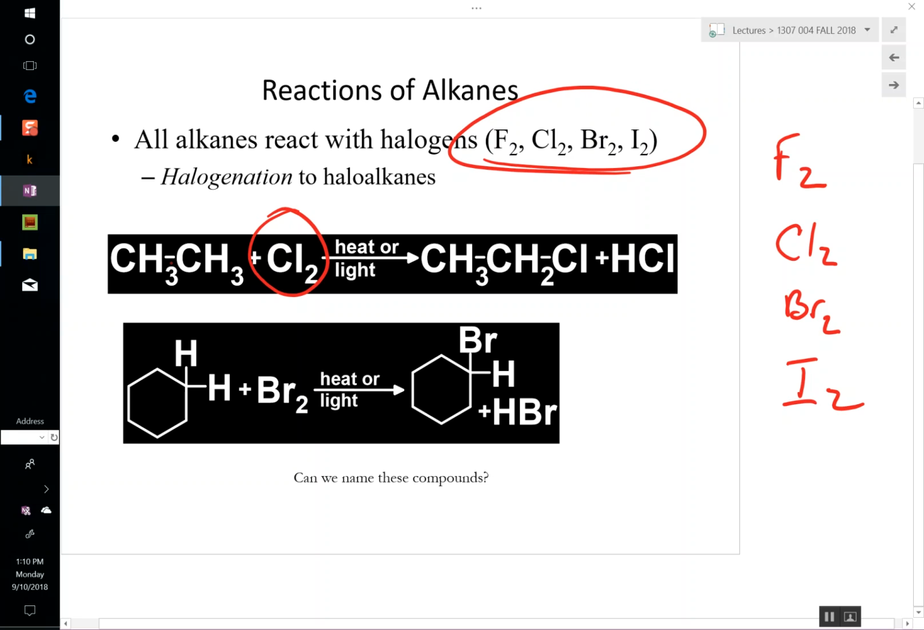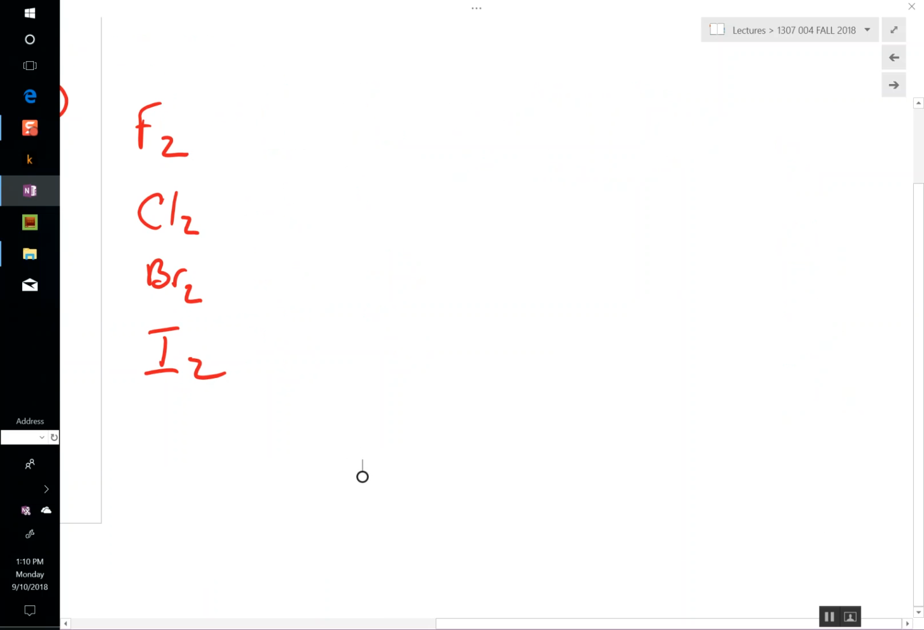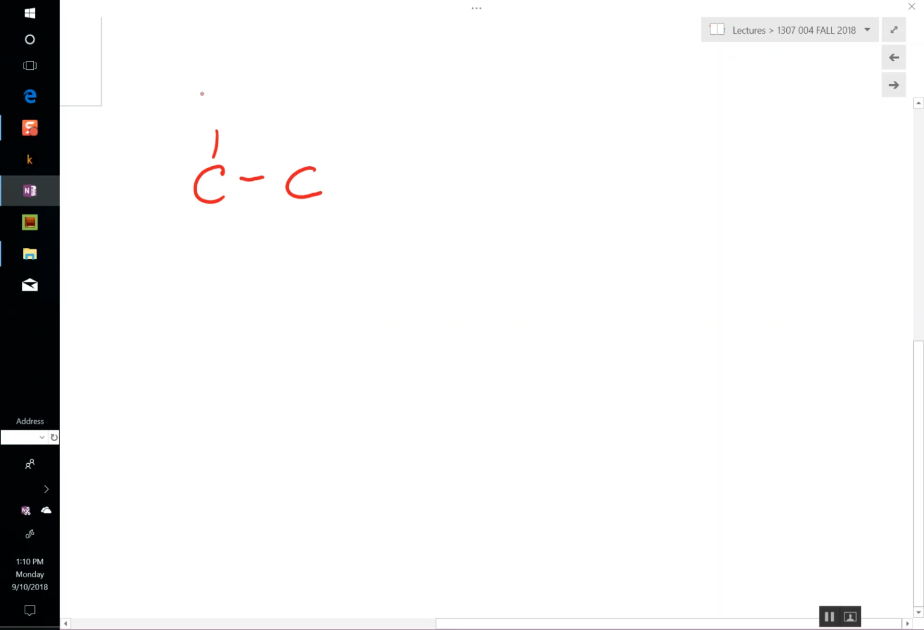So let's take a look at this one. This is ethane reacting with chlorine. So ethane, and I'm going to shift over now. We use molecular formulas for combustion, but in most all reactions from now on, you're going to use a line formula or a structural formula. And if we react that with chlorine, let me show you what's happening here.